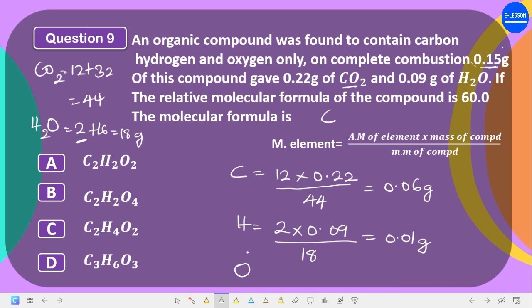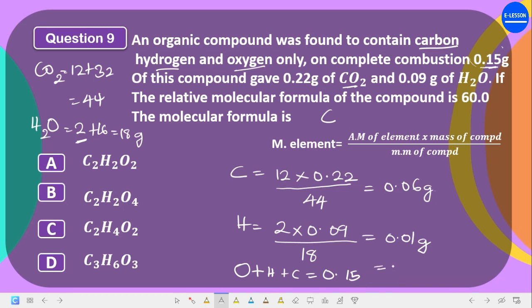So what do we say? The mass of oxygen plus that of hydrogen plus that of carbon should give us the total mass of the organic compound. Are we getting it now? They said the hydrocarbon was found to contain carbon, hydrogen, and what? Oxygen. The masses of these should give us the total mass, which is 0.15.